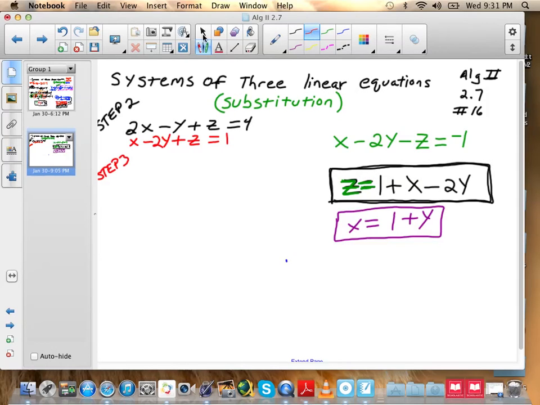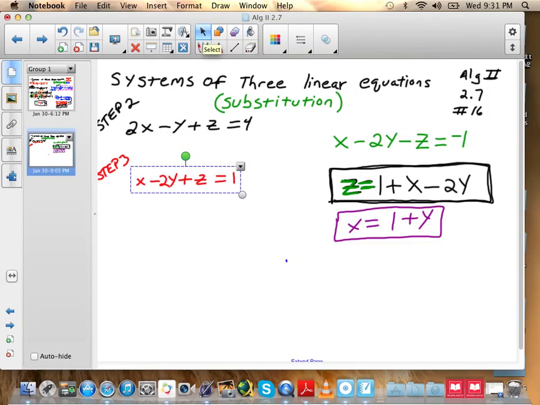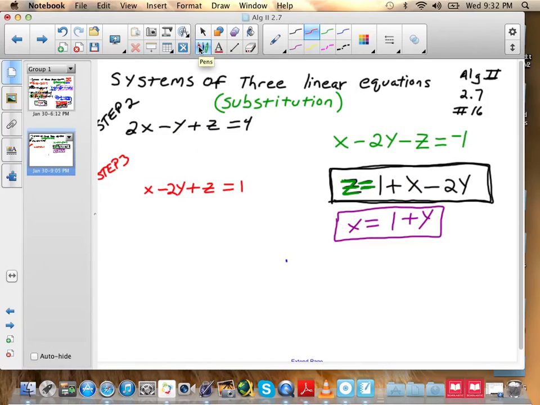Okay, in step 3, we're going to do the exact same thing that we did in step 2. The only difference is at the very end, we're going to make sure that we have y equals something. Okay, and that's what we'll end up having. So right now I have x minus 2y plus, now remember, that z was equal to something, right?